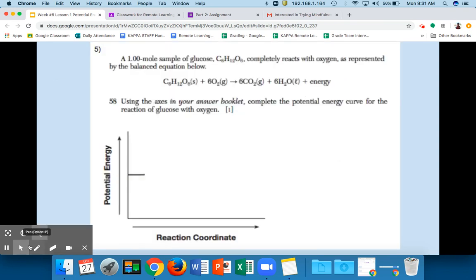All right. Here is a practice question. It says a 1 mole sample of glucose completely reacts with oxygen as represented by the balanced equation below. So here's glucose solid plus oxygen gas gives us carbon dioxide gas and H2O liquid plus energy. Do you guys know what reaction this is? You've definitely learned it before.